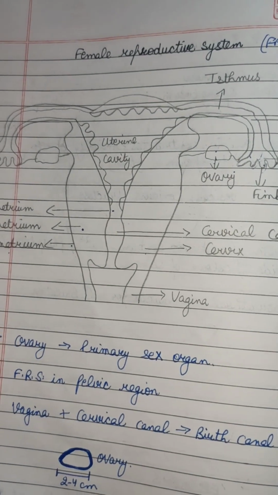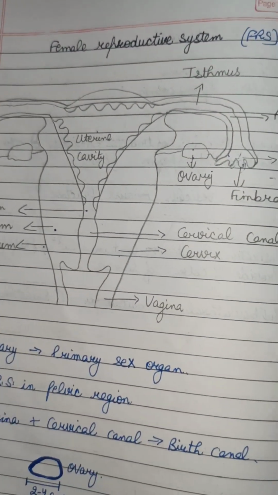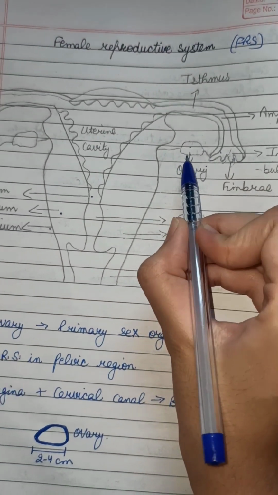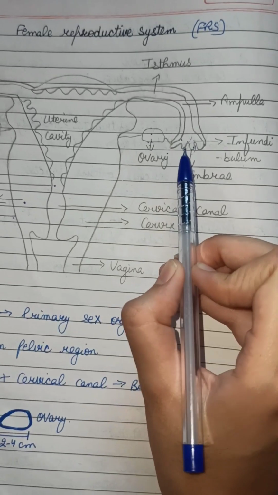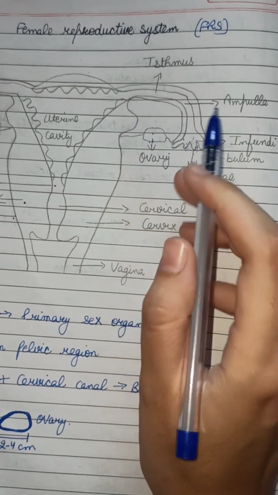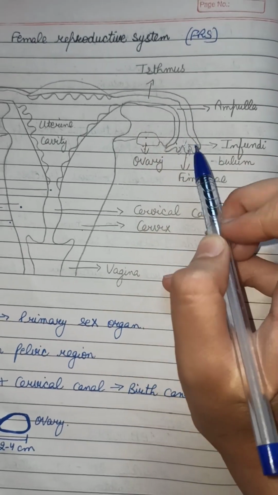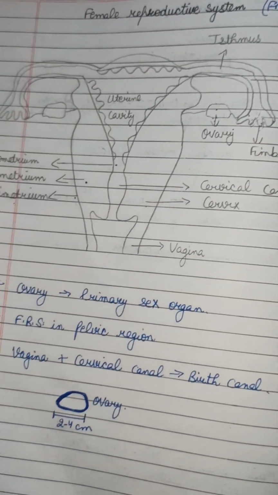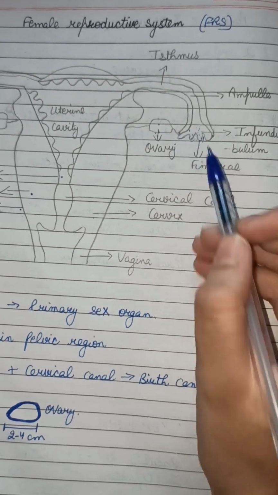It is a very simple diagram I have drawn. So here we go. Firstly, see this. This is our ovary. There are two ovaries on each side. Next is our fallopian tube. Now fallopian tube has three parts: isthmus, ampulla and infundibulum. And on infundibulum there are finger-like projections called as fimbrae.